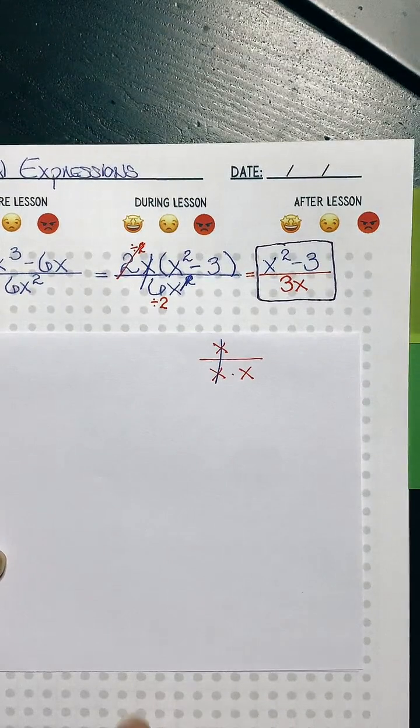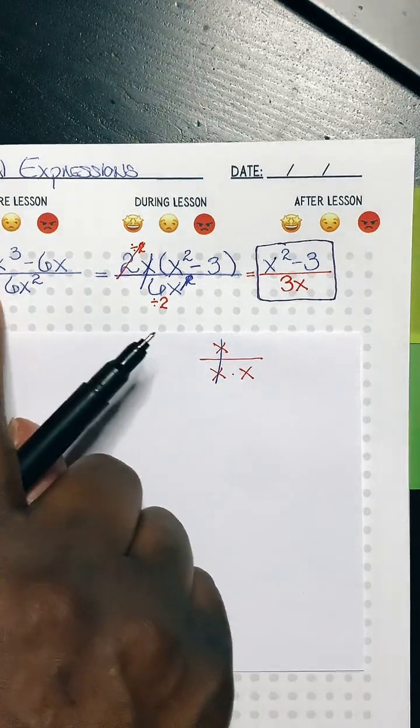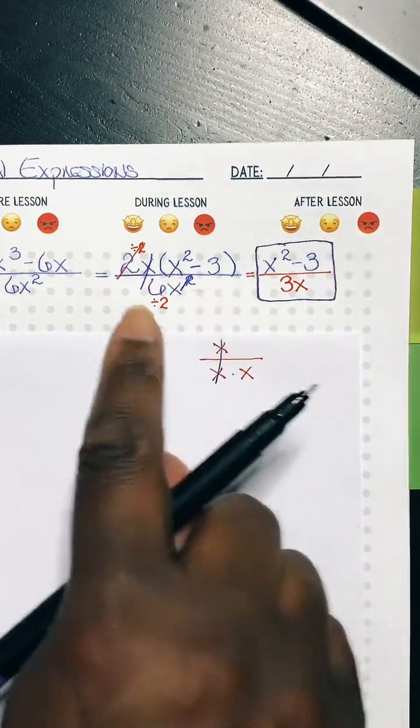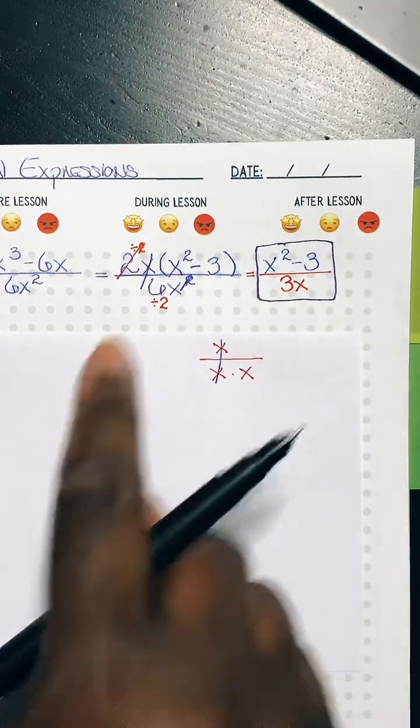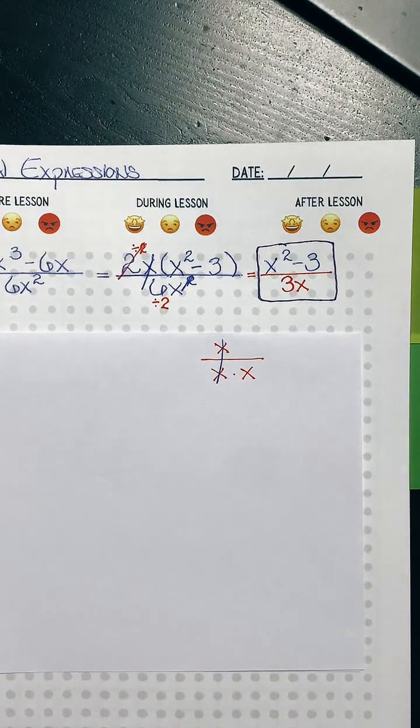Okay? All right. So when you're simplifying expressions, we want to see if we can factor them. Factor out with the GCF and then simplify your whole numbers as well as your variables.